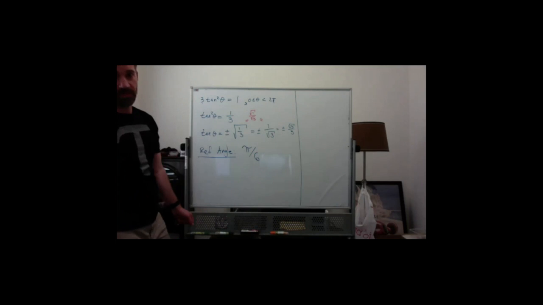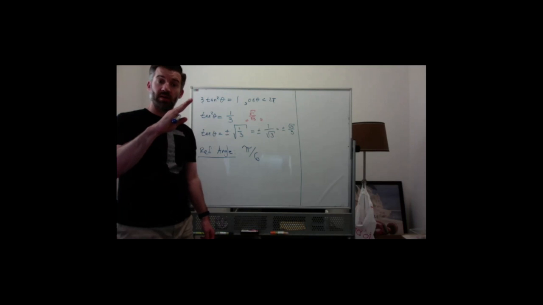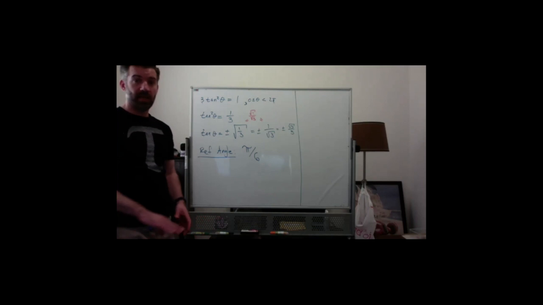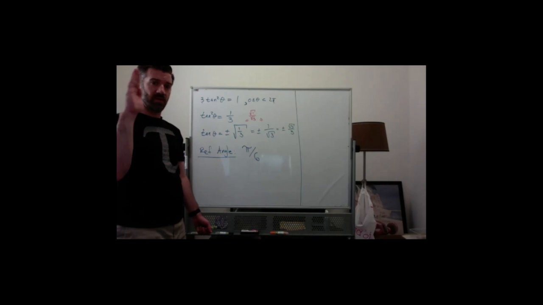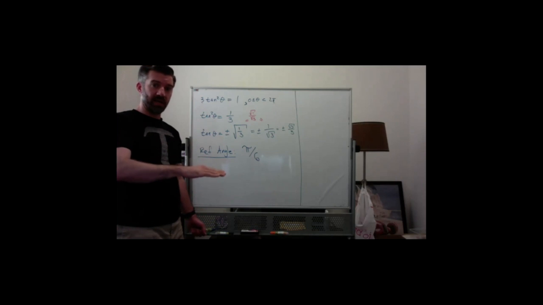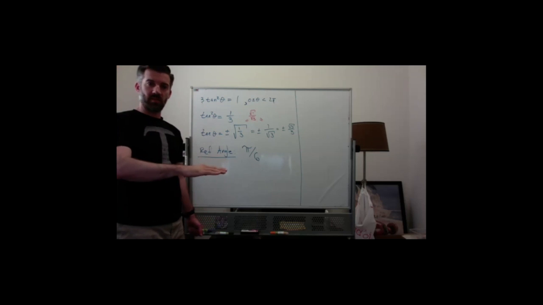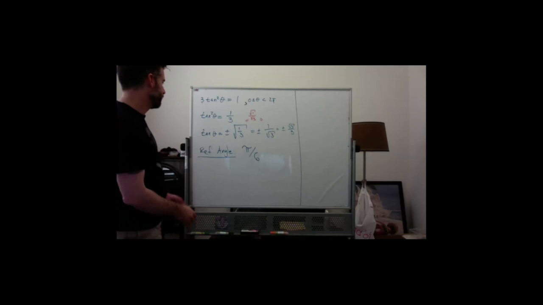Pi over 6. Tangent of pi over 6 is root 3 over 3. Tangent of pi over 3 is bigger. It's just root 3. So tangent and sine are actually kind of similar in that in the first quadrant, as the angle gets bigger from 0 to pi over 2, both sine and tangent get larger, right? Sine is 0, 1/2, root 2 over 2, root 3 over 2, 1. Tangent similarly is 0, 1 over root 3, 1, root 3, undefined. So yeah.